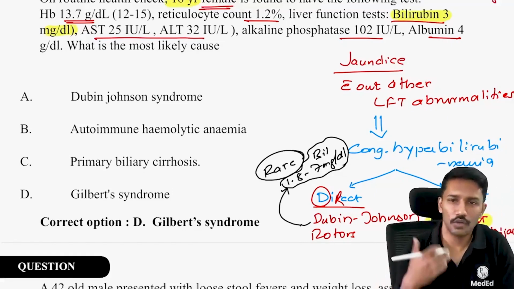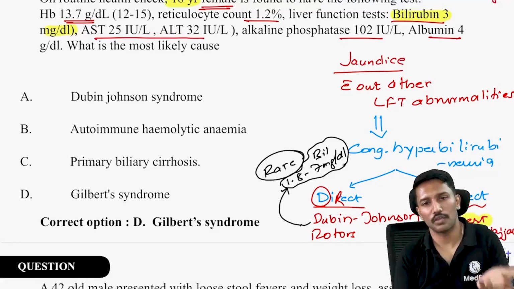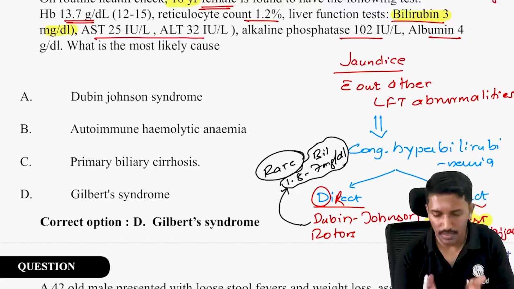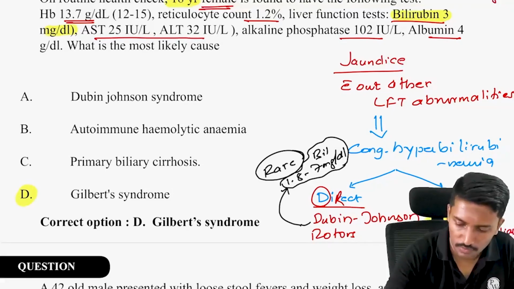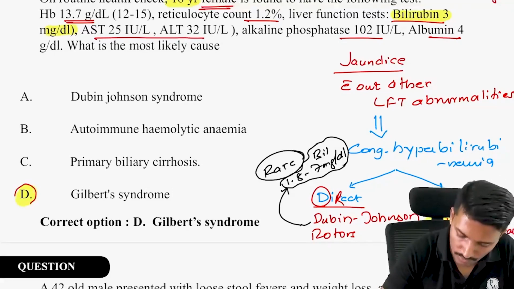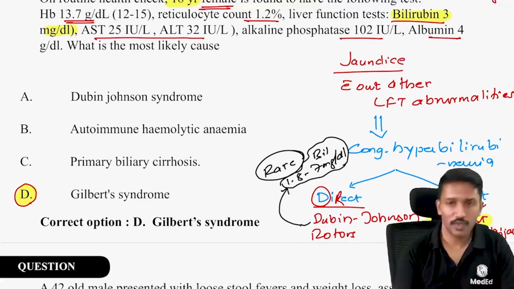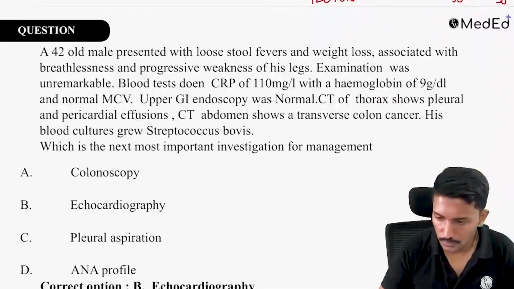In a real scenario, I will look into the predominance: if it is direct predominant, it is Dubin-Johnson; if indirect predominant, it will be Gilbert, right? But at least here, if I have to make one choice, I will go ahead with option D, Gilbert syndrome, because it's common. The age of presentation fits into it, and the bilirubin level also fits into it. So I'm going ahead with option D as the answer.